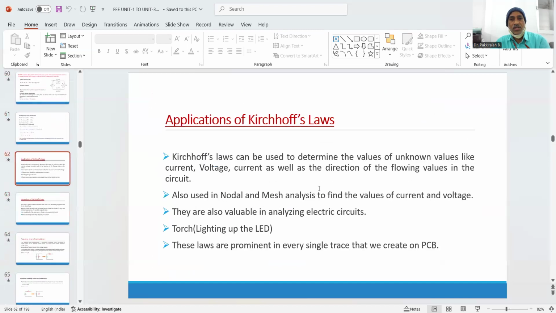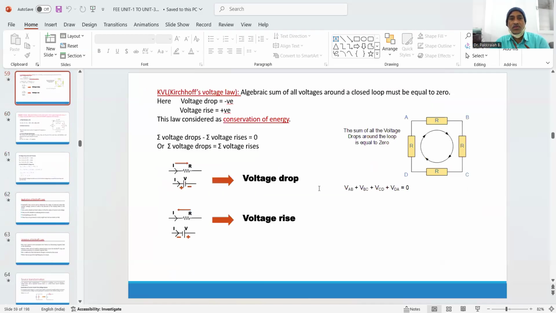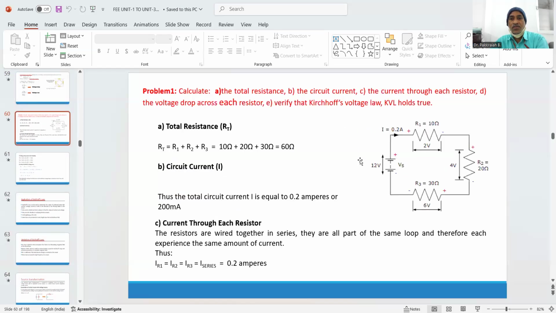Similarly, Kirchhoff's voltage law. It states that the algebraic sum of voltages in a closed loop is equal to 0, summation V equal to 0. Here some resistors are connected in series. With the provision of a DC supply, the supply we have provided should become equal to all the drops across the individual components in the circuit.